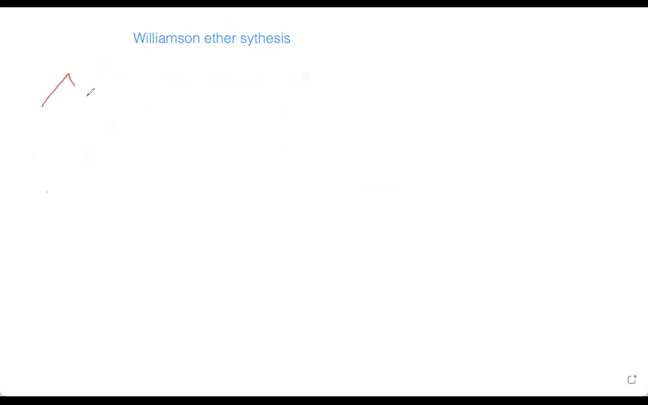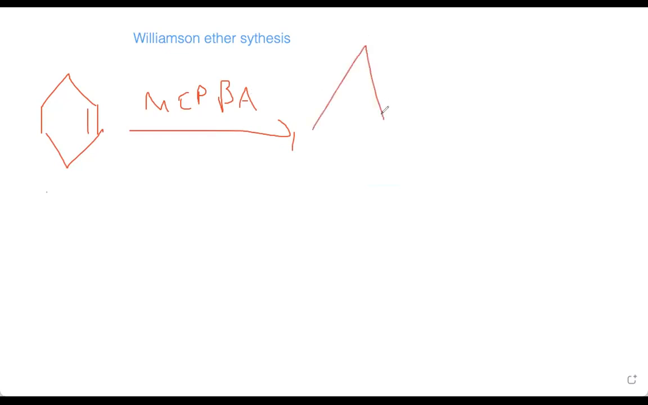All right. A little recap from last semester right here. We're going to use this again. MCPBA, right? This reaction. So from an alkene, you're making an epoxide. How? MCPBA. The mechanism is very complicated. You don't got to know that. But there's some rules about it. So it's going to look like this. That's a wedge.